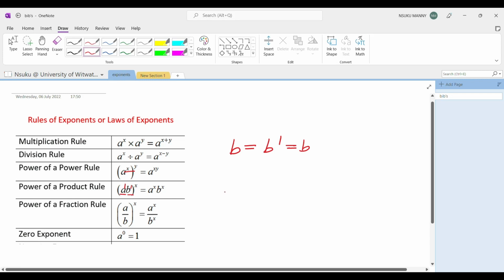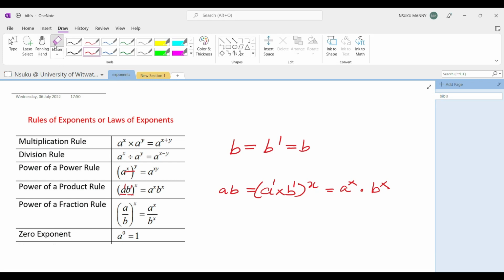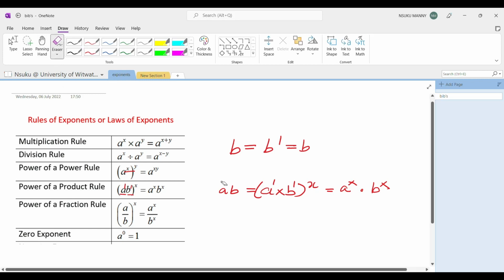So if something is written as ab, it's the same as a multiplied by b, right? Now we have an exponent outside the bracket, which is to the power of x. What that means is that this exponent will multiply this one here and this one here. So our value would be a to the power of x times b to the power of x as well, right? So that's what power of a product rule basically means. Let me just use this one.